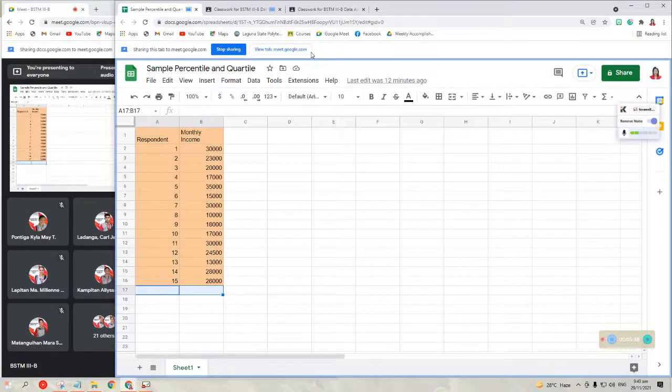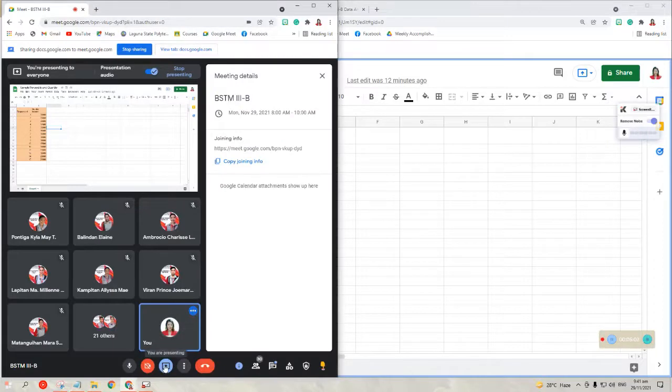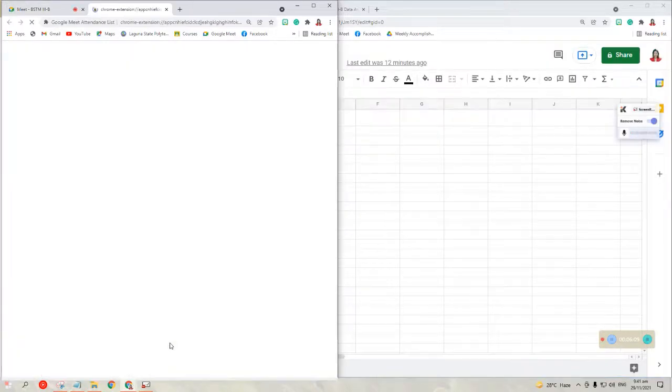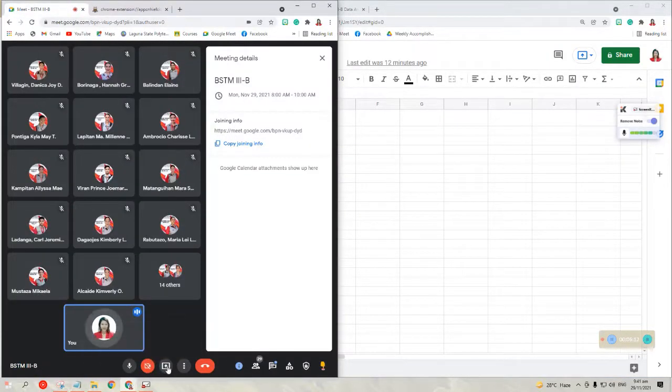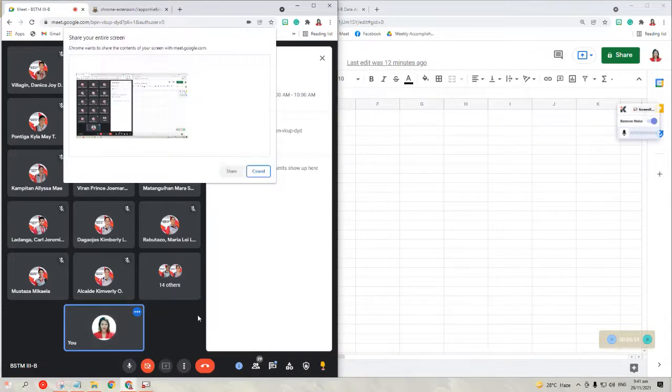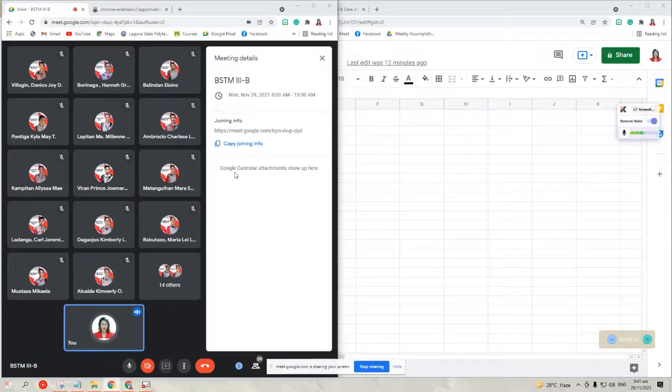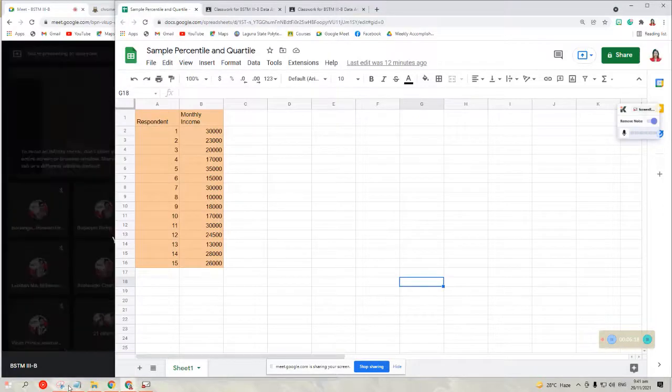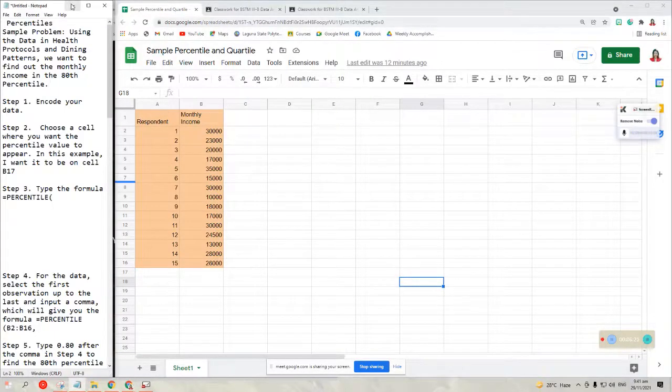Paki-confirm lang din sa akin if my screen is visible. Nakikita nyo tong prepared ko na spreadsheet? Please confirm. Yes, huwag kayo mag-alala, i-edit ko yes, to, so hindi maririnig yung boses nyo. Okay, good. So, this time, buong screen ko yung i-show ko sa inyo kasi kasama rin yung steps dito sa isang tabi.